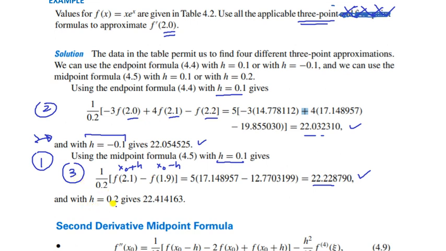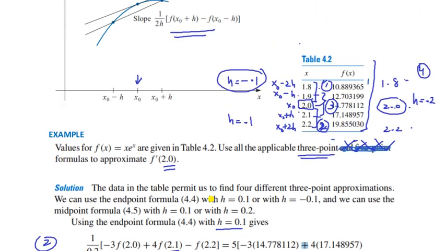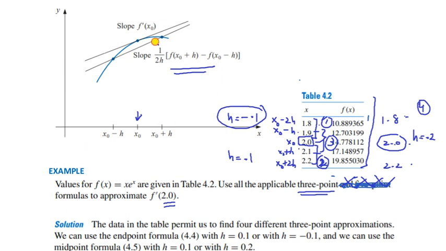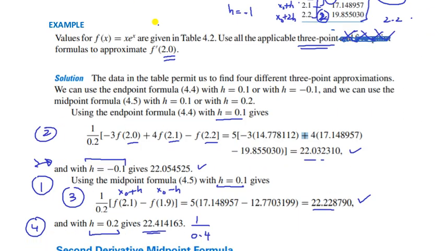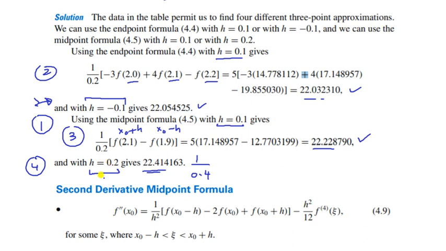Right? Similarly with h 0.2, which is the formula 4 which I wrote, with h is equal to 0.2, you will get 22.41. With h 0.2, what formula will I get? Basically, it will be 1 over 0.4, because this is 1 over 2h. The formula is 1 over 2h. So 1 over 2h means 1 over 2 into 0.2. So 2h will become 0.4. Right, 0.4. So 1 over 0.4 and f of 2.2, x naught plus h, minus f of 1.8, because it is x naught minus h.